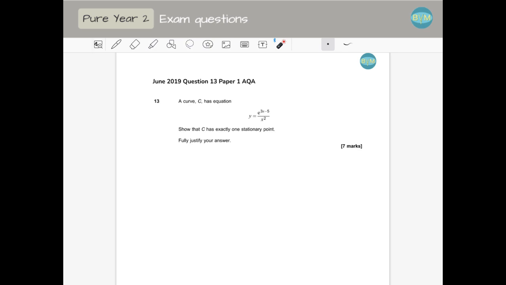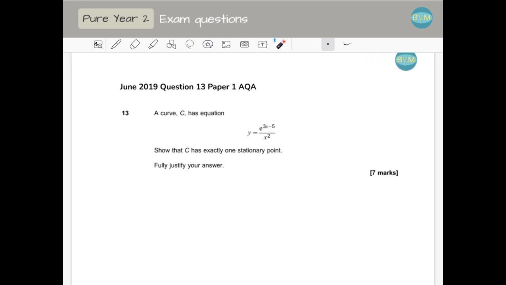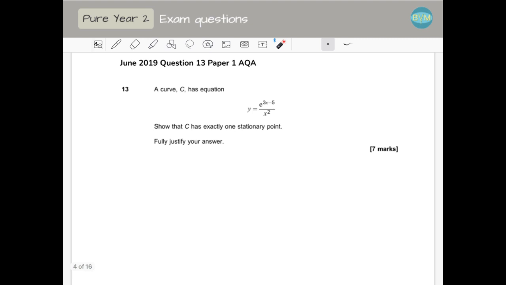Hello, this is question 13 on your June 2019 paper 1 from AQA. It's worth 7 marks, you see. So we have to show that this curve has one stationary point. To find stationary points, we are going to differentiate and make that equal to 0, remember?